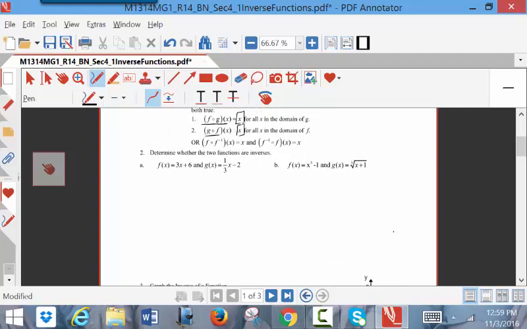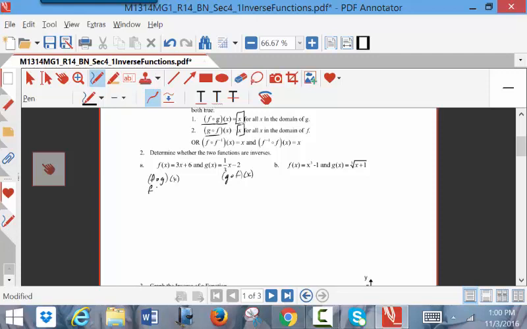So let's take a look at this first example. They give me f of x is 3x plus 6 and g of x is 1/3 x minus 2, and they say, are these inverses of each other or not? So to do this, you have to do the composition. I need to compute f composition g of x, and then I also have to compute g composition f of x, and they better both end up algebraically the x variable for them to be inverses of each other. Okay, let's do the f composition g of x first.